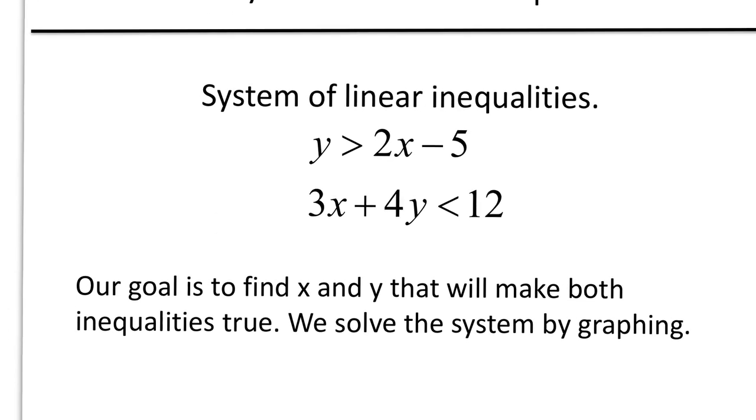You guys see one here, and notice that on the top I do have a y, not an equal sign, but I have a greater than 2x minus 5. So that is an inequality. Those symbols right there, greater than, less than, greater than or equal to, less than or equal to, are called inequalities. The bottom inequality, 3x plus 4y, is less than 12. So this is a system of linear inequalities.